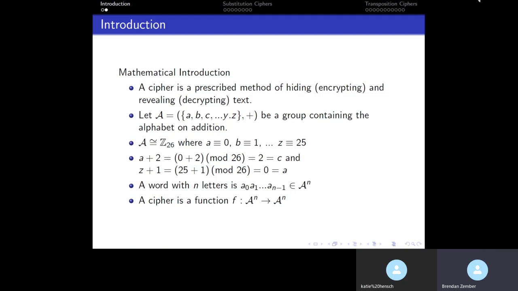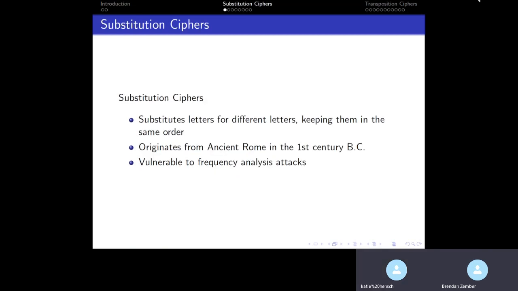So now a word or a string of text can be defined as some kind of value in the nth dimension of A, where we have A sub 0, A sub 1, all the way out to A sub n minus 1. This is a word. And now a cipher is mapping a string of text in this group to the exact same group, just slightly modified. So a function f from A^n to A^n.